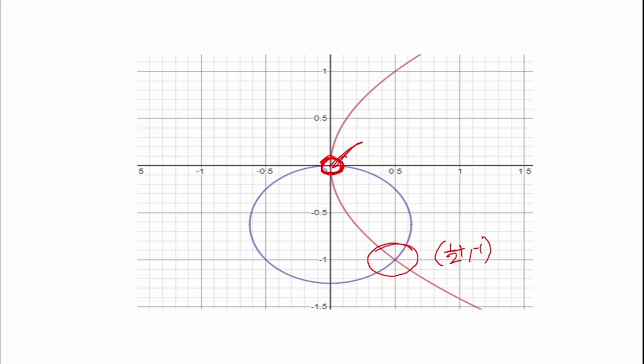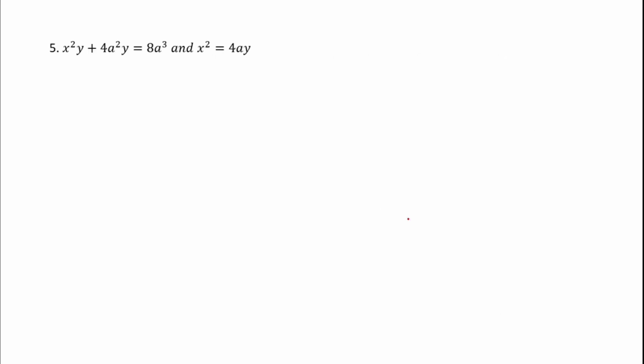So again, why did we not use this one? Because at this point, our slope is undefined at 0, 0, the point of intersection. That's why we'll make use of 1 half and negative 1 as our point of intersection, and that is the point of tangency for this part. Alright, so let's proceed with number 5.